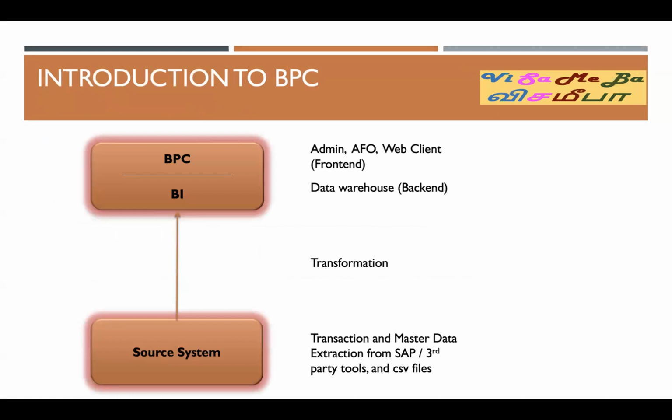This is the structure of a BPC environment. So the source data lies here, and from here, the master data and the transaction data are loaded into BI or BW, and from there, the data is pulled into BPC. So the back end is data warehouse, which is BW, and the front end is BPC. You have the admin, which is the web client, and the AFO templates, and all in the back end, all the creation is done. And this 10.1 uses HANA as the database.